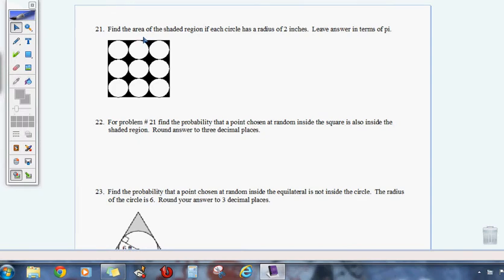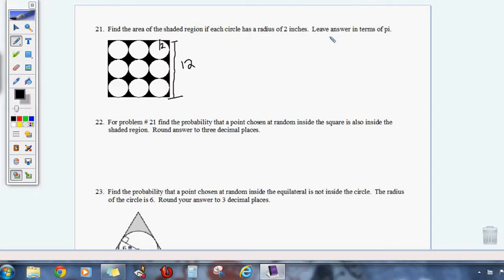We're going to find the area of the shaded region. Each circle has a radius of 2 inches. So this part here, we want to declare as being 2 inches. Well, that means the diameter is 4. If we keep going across here, we're going to realize that we have 4 for a diameter, 4, 4, and we can figure out that this is 12 inches.